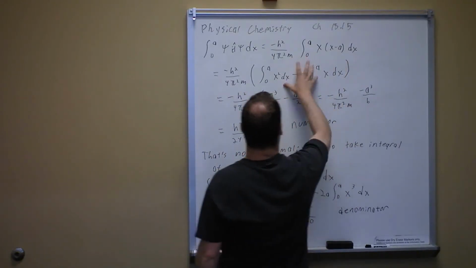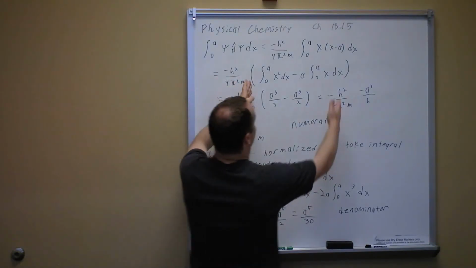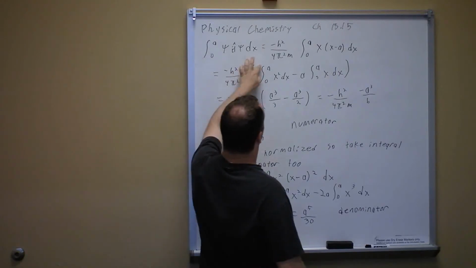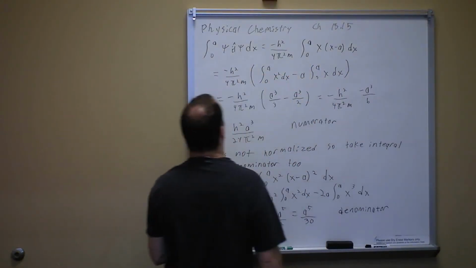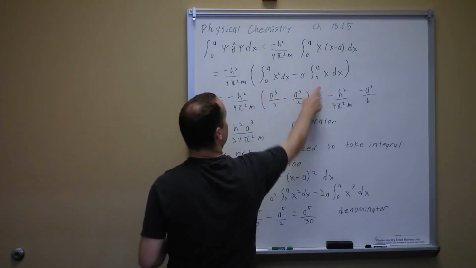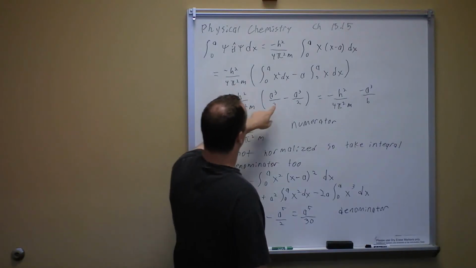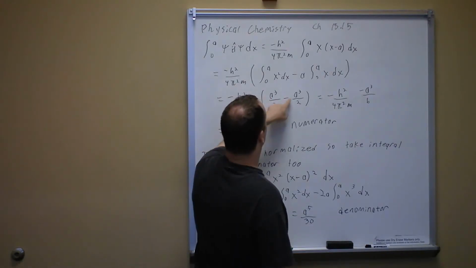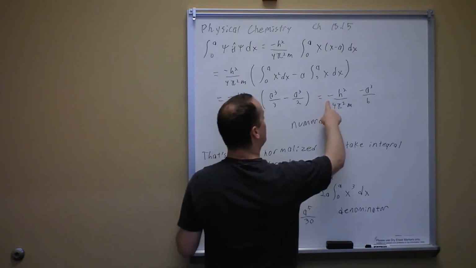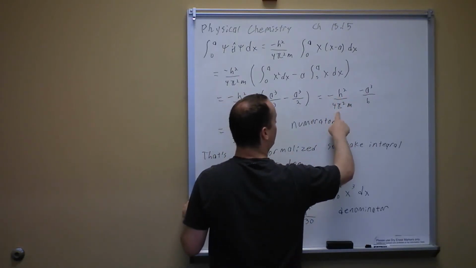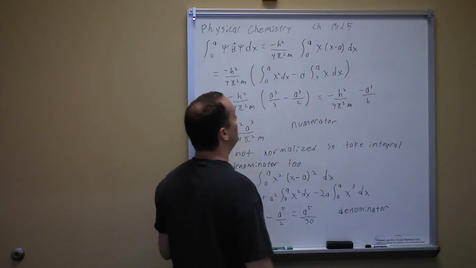Distribute this out and separate them. We get minus h squared over 4 pi squared m times this entire quantity: the integral from 0 to a of x squared dx minus a times the integral from 0 to a of x dx. Evaluating these, we get minus h squared over 4 pi squared m times (a cubed over 3 minus a cubed over 2). Simplifying that, we get minus h squared over 4 pi squared m times minus a cubed over 6.